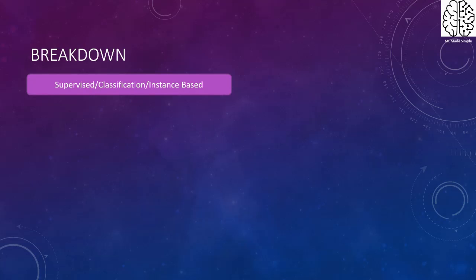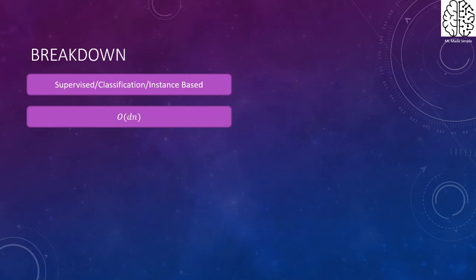It's a supervised algorithm. It's used for classification, and its subcategory is instance-based because it's based on instances, as we'll see in a second when we get into the algorithm itself and how it works. It can execute in O(dn) time, where n is the cardinality and d is the dimensionality of the vectors, which, if you don't know what that means, that's okay.